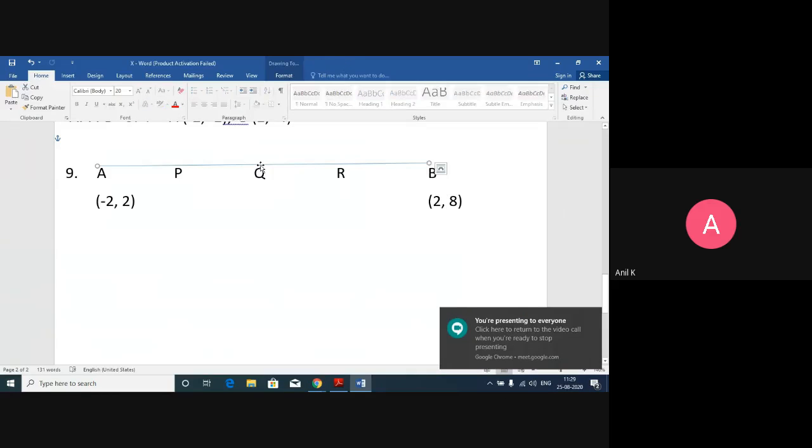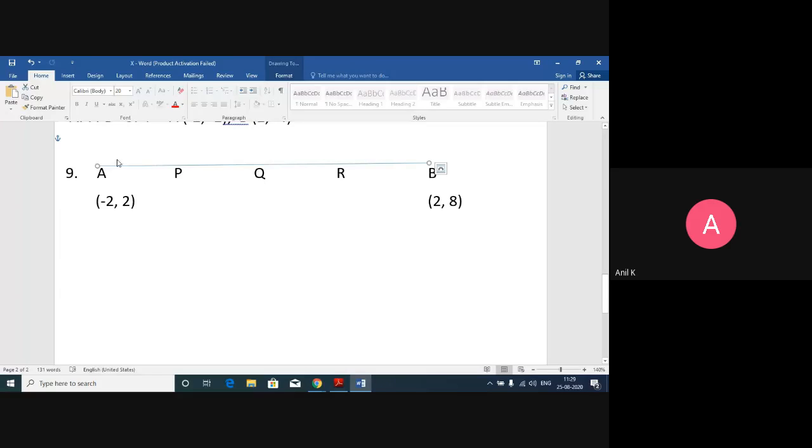If it is the midpoint formula I want to use, Q is the midpoint. How can I say Q is the midpoint? Because AQ is 2 units and QB is also 2 units. So the distances AQ and QB remain the same, and Q also lies on the same line, so it is a midpoint. So apply the midpoint formula on AB. Here A coordinates I know, B coordinates I know. So the midpoint formula is (x1 plus x2) by 2, (y1 plus y2) by 2.